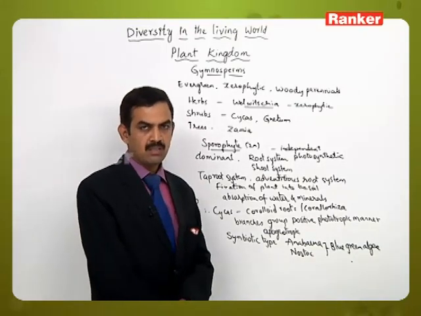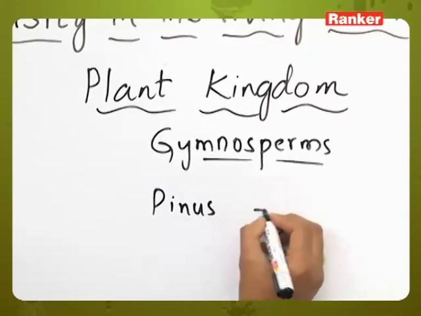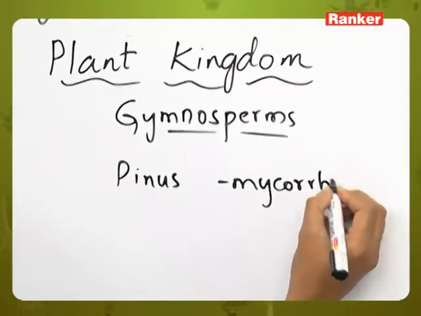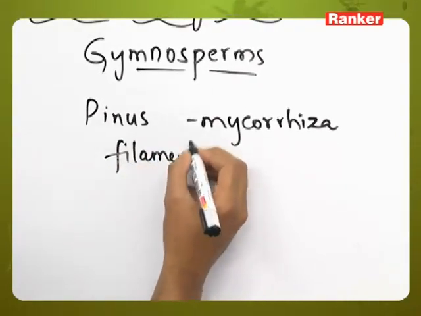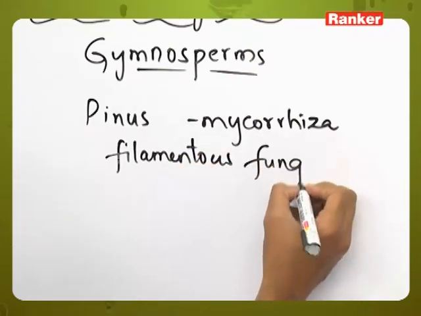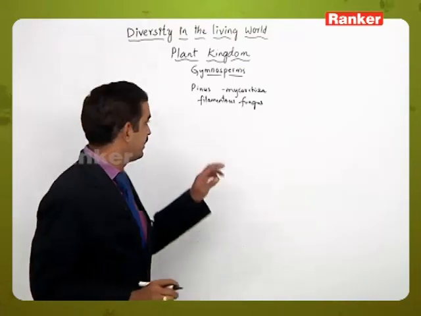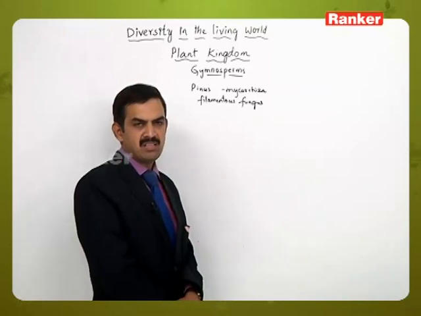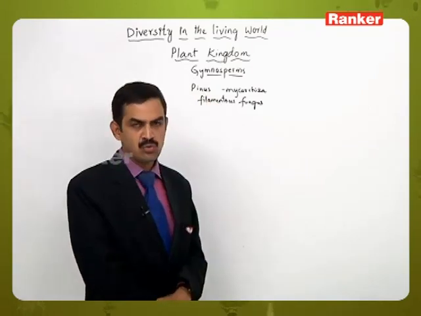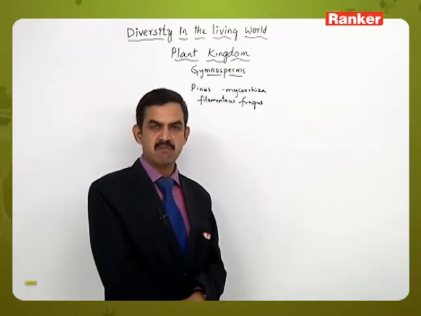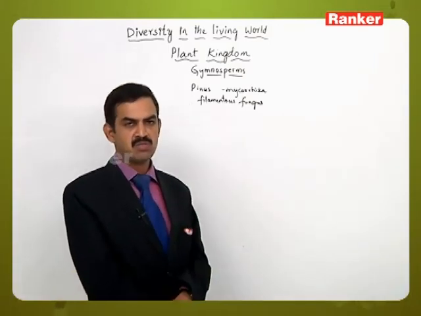In some members like Pinus, the mycorrhizal association is present. That is, the filamentous fungus is associated with the root system of Pinus, in which the filamentous fungi will absorb the minerals and water from the soil and provide it to the Pinus plant, and the Pinus plant will provide shelter and also food materials to the fungus member which is associated with it. So this is also one of the examples of the symbiotic type of association in the members of Gymnosperms.